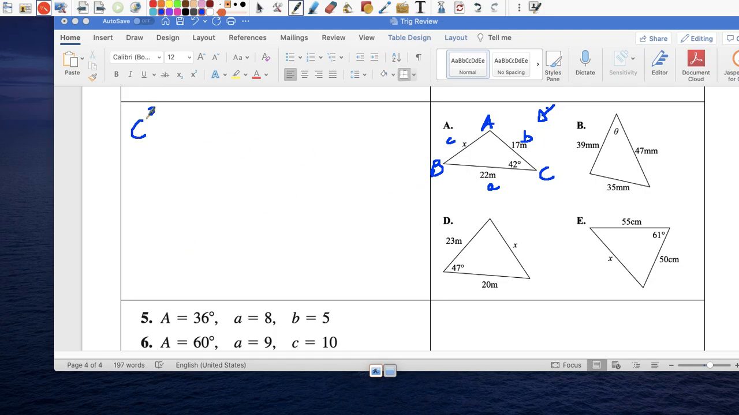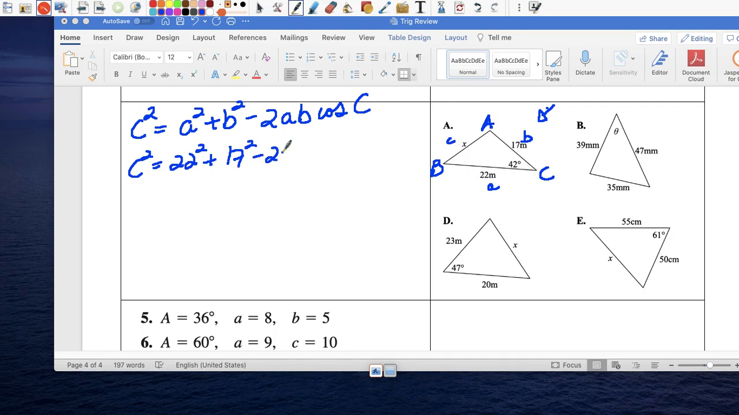So it's going to be c squared equals a squared plus b squared minus 2ab cosine of angle c. In this case, c is what I don't know. A squared is 22 squared. B is 17 squared. Then we're going to do 2 times 22 times 17 cosine, and I have that angle. It's 42 degrees. You can apparently enter all that in your calculator at once. So 22 squared minus 17 squared minus 2 times 22 times 17 times cosine, 42.